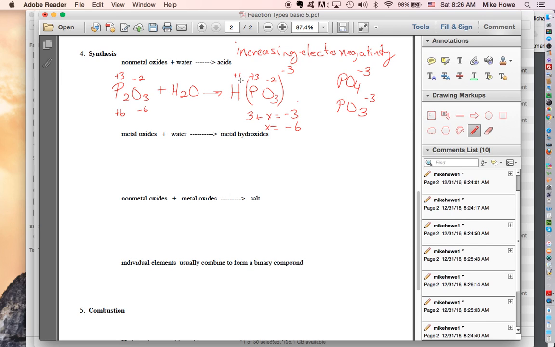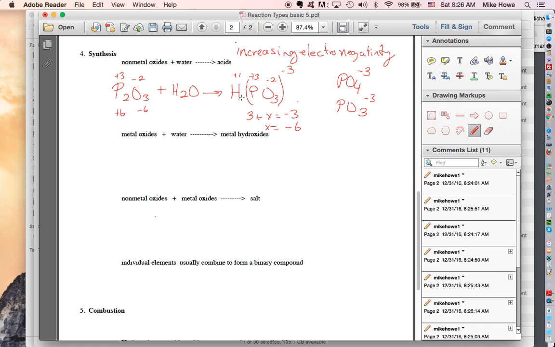All right, we still are not quite finished with the formula. We figured out the polyatomic ion, but since that's +1 and the overall is -3 here, you're going to have 3 H's to make it work. So you have to put a 3 down there. All right, so now we have our formulas written correctly.